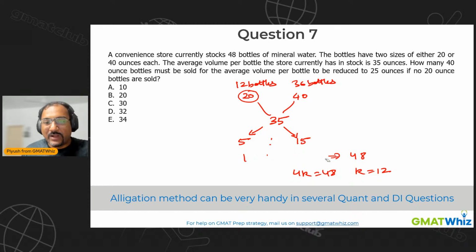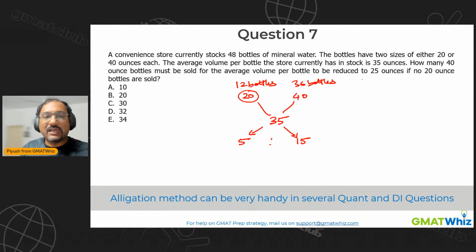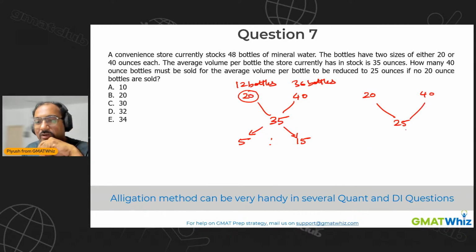Let me just erase this part from the slide. Okay, now there's a second scenario. What is the second scenario? The second scenario tells us that some bottles of 40 ounces are sold. Now there are 20 ounce bottles and 40 ounce bottles, and the average is 25. If the average is 25, look at the difference between 20 and 25, which is 5, and this difference is 15. That means this is the ratio of bottles now. Okay, this is the same as 3:1.